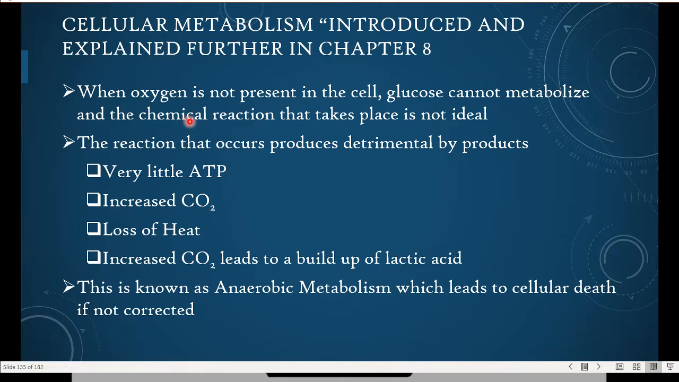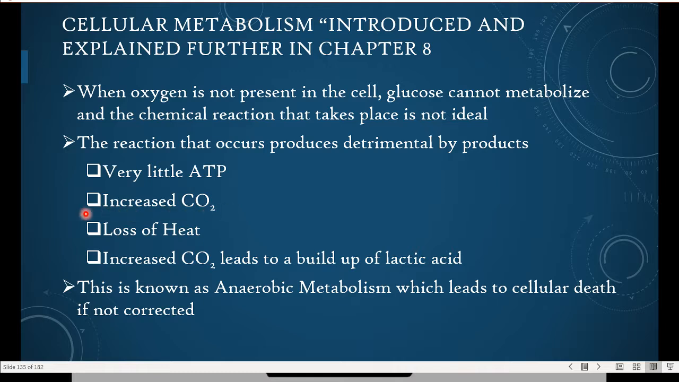Now, if oxygen is not present in the cell, think about that for a second. What could cause that? Well, there's lots of causes. Hypoxia, hypoperfusion. I mentioned that a minute ago. But yeah, that could cause this. If oxygen doesn't come into the cell as designed, we get very little something called ATP, because that's produced when oxygen and glucose combine as part of that chemical reaction.